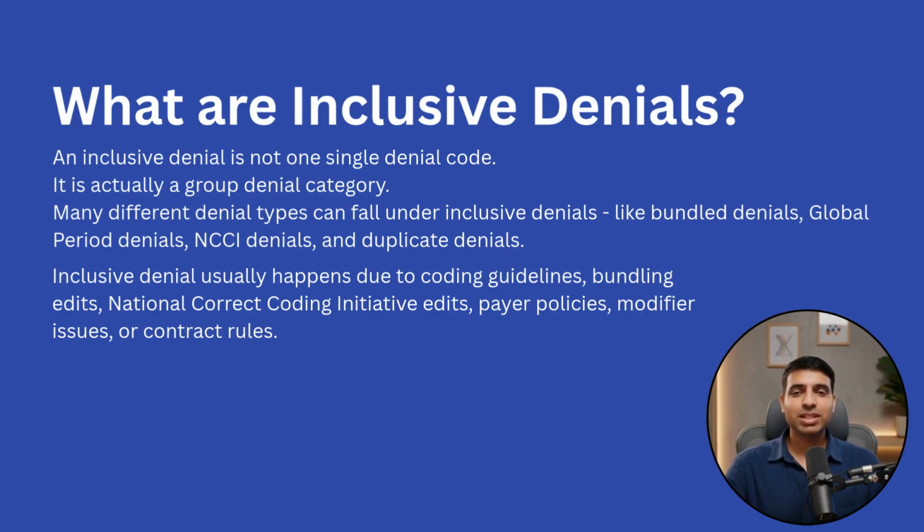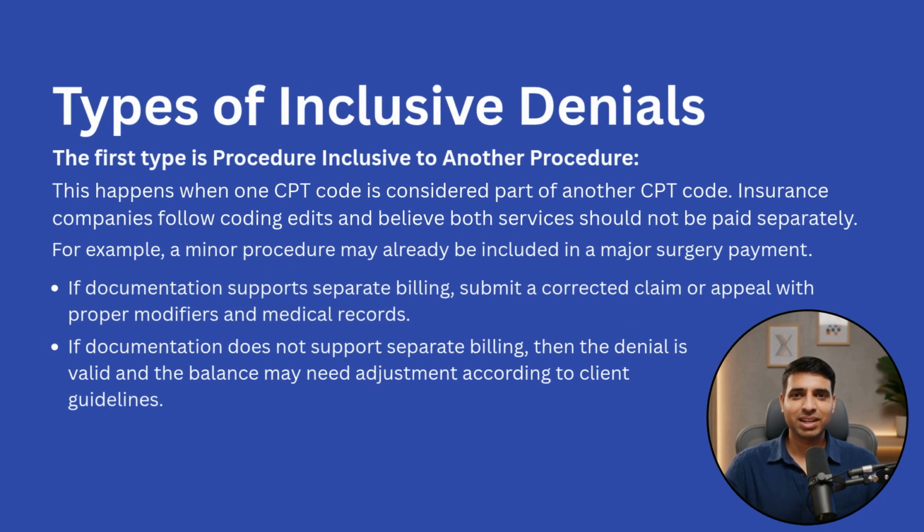If AR callers only read the denial description without analyzing coding relationships and claim structure, they may incorrectly appeal valid denials and increase unnecessary aging in AR inventory. For example, imagine a doctor performs a major surgical procedure and also bills a minor related service separately. The insurance may deny the smaller procedure as inclusive because they believe it is already included in the payment for the major surgery. This is why AR callers must carefully review coding, modifiers, documentation, and payer policies before taking action. Now let's understand the major types of inclusive denials that AR callers see regularly.